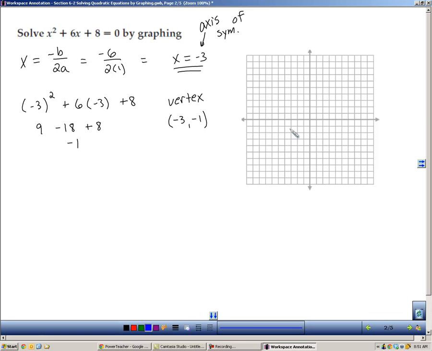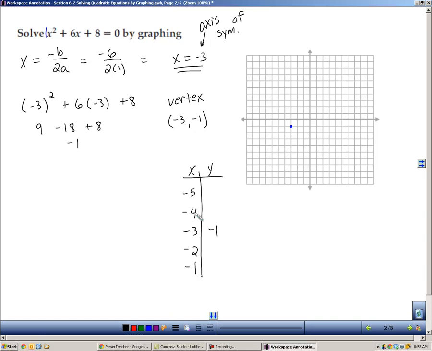So now I'm going to graph my vertex, which is right here. Because the a is positive, it's a positive 1, I know the parabola is going to open up. Now I'm going to figure out some other points on this parabola by building around my vertex (-3, -1). I'm going to go to the left of it and try -4 and -5, and to the right of it and try -2 and -1.